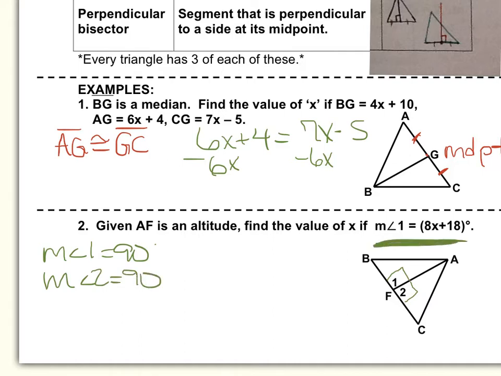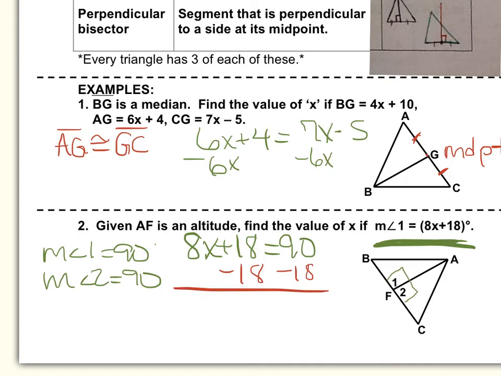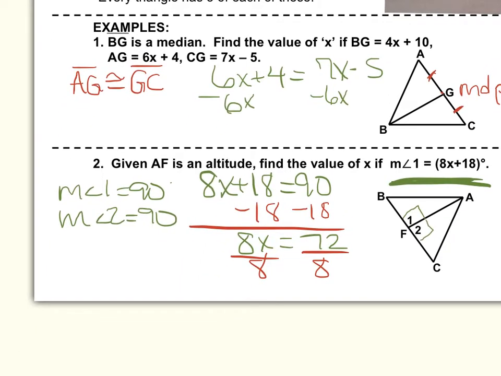Well, if I know the measure of angle 1 is represented by 8x plus 18, I know that 8x plus 18 must equal 90 degrees. Okay, so I'm going to subtract 18. So I have 8x equals 72. Divide by 8. And I get x equals 9.